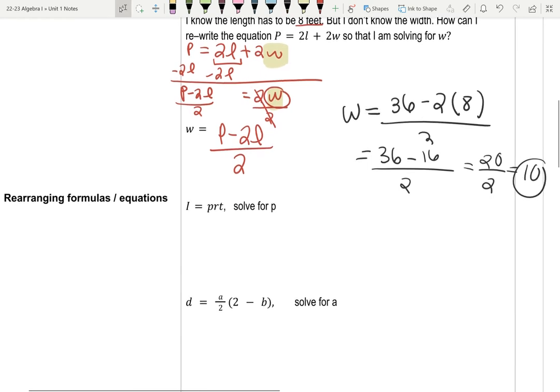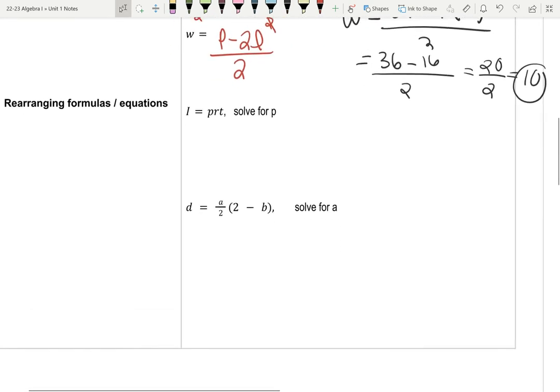Okay, so let's try another one that we have to rearrange. So here it's all letters. We have I equals PRT. This one is interest. It's interest equals the principal times the rate times the time. We will eventually use this in one of our units to find actual interest, but for now we're just going to use it to solve for P.